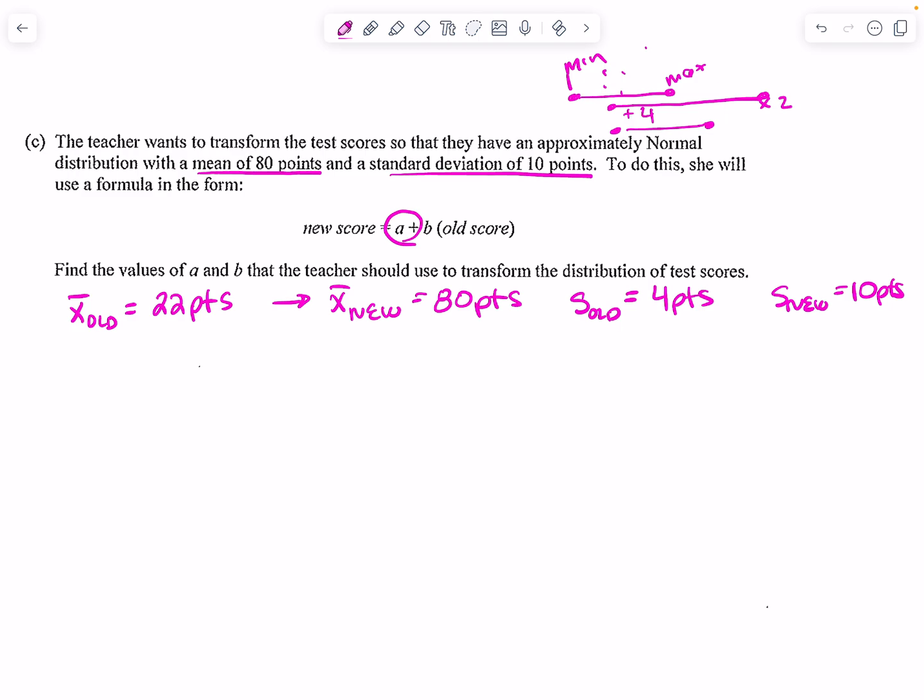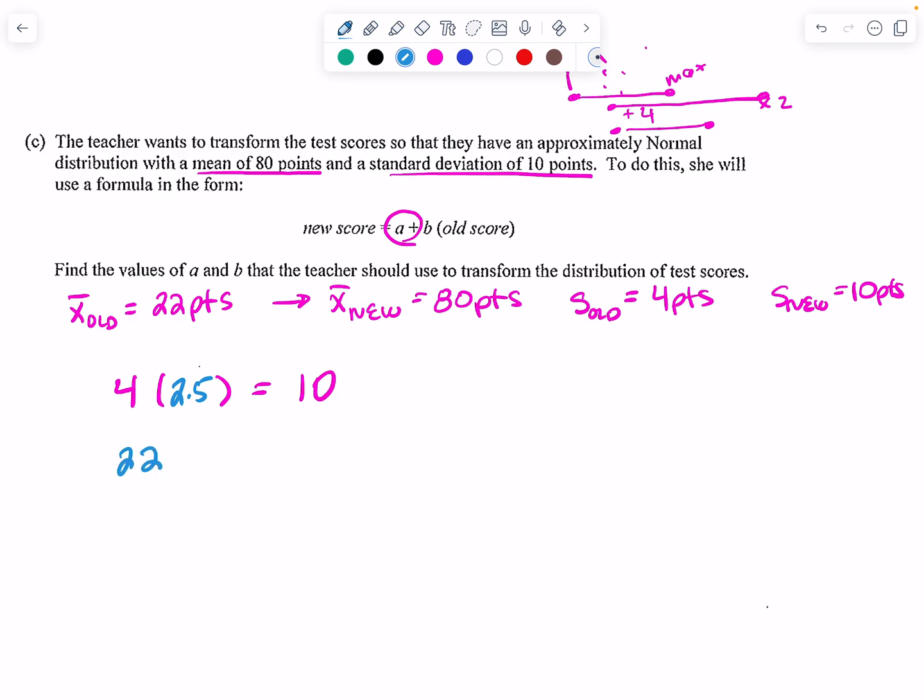So having said that, I know that the mean changes when I add or multiply, so I'm going to first figure out the standard deviation, since it doesn't change with adding and subtracting, and then I'm going to adjust the mean. First of all, I notice that 4 times something is equal to 10. Obviously that's 2.5. So what I'm going to do to my old standard deviation is multiply it by 2.5, and that's going to get me 10.